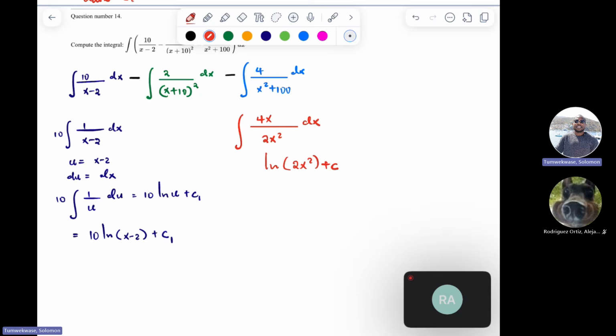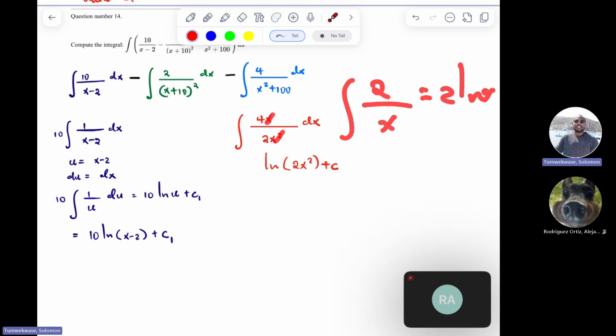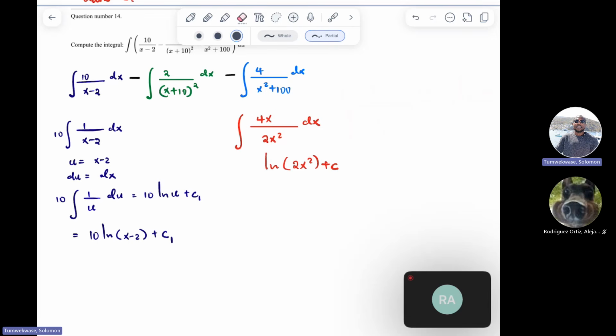Why? Because when I take the derivative of this, I get 4x. This answer is correct, but another person can decide to reduce it, so I get 2 here, and the x cancels, so I have the integral of 2 over x. So this is 2 natural log of x, something like that.